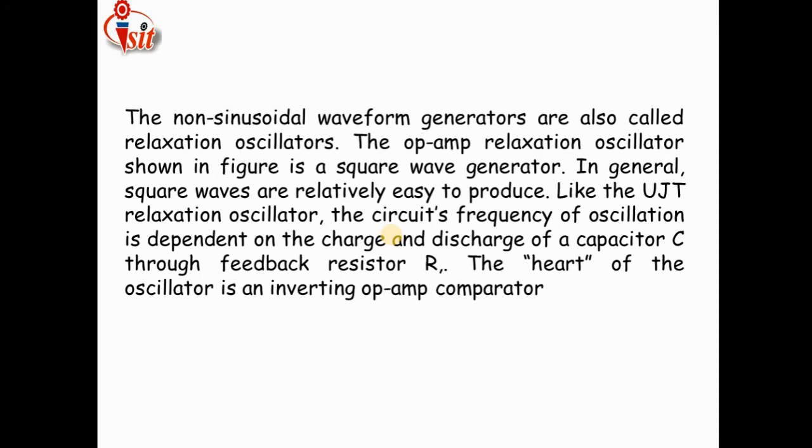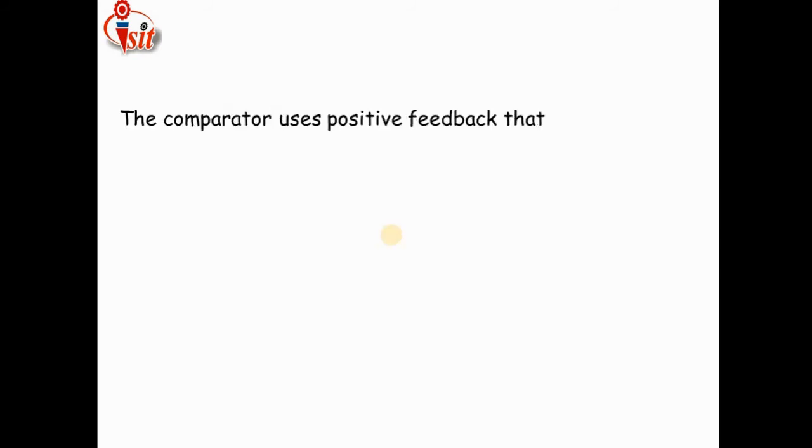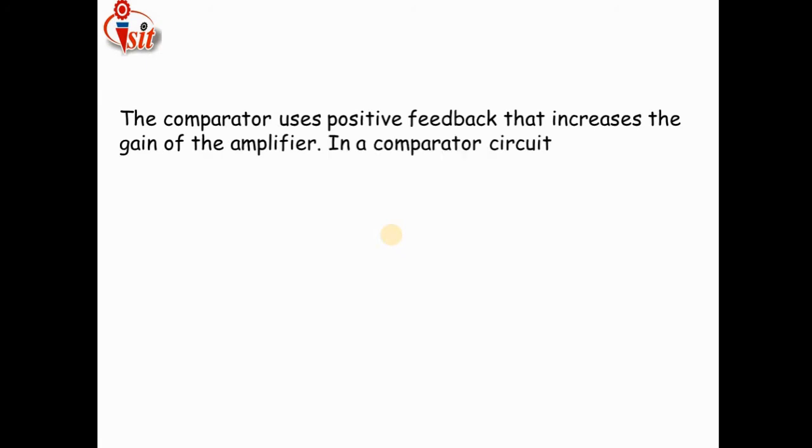Like the UJT relaxation oscillator, the frequency of oscillations of the circuit depends on the charge and discharge of a capacitor C through the feedback resistor R. The heart of the oscillator is an inverting op-amp comparator. The comparator uses positive feedback that increases the gain of the amplifier.